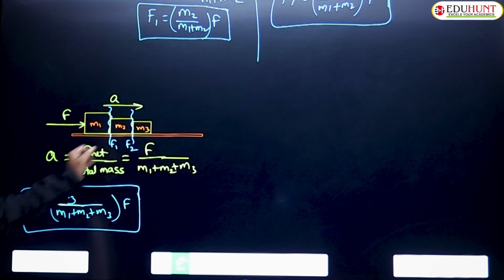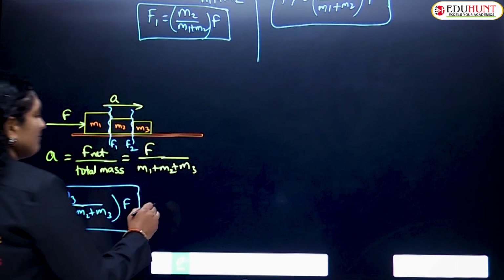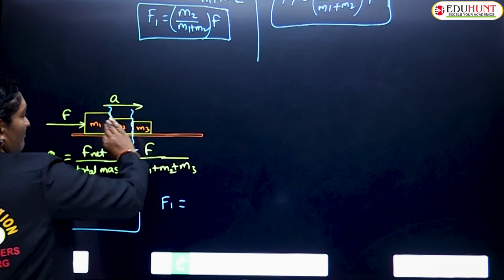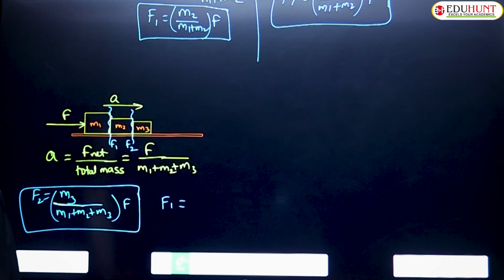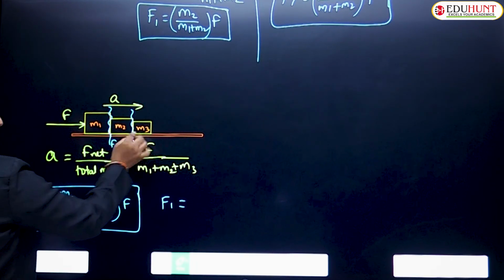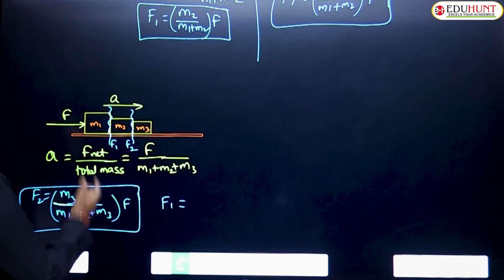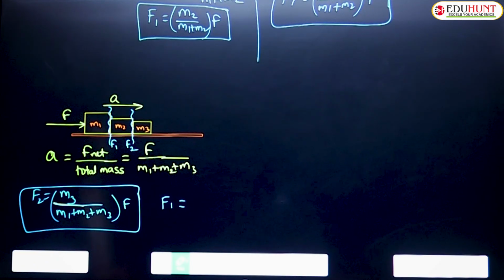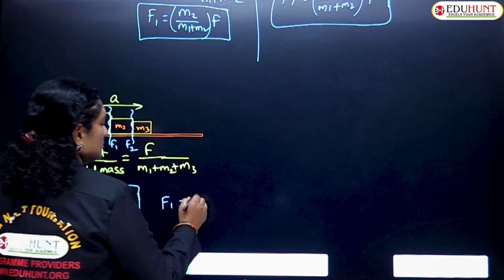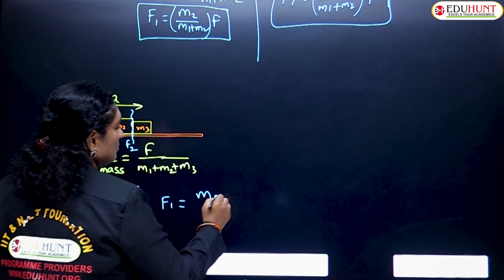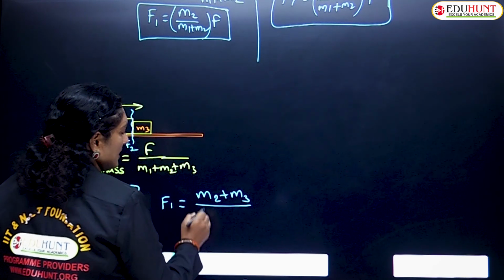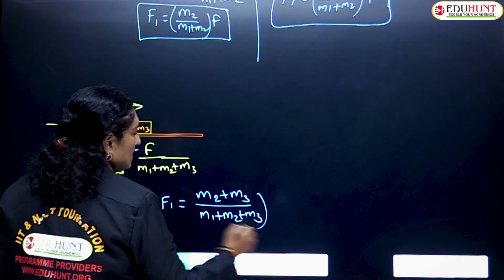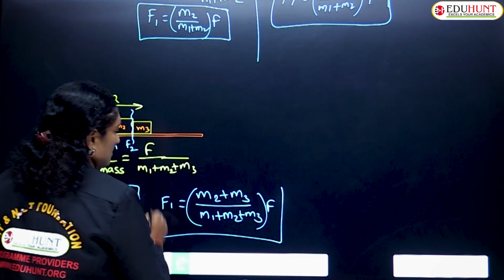Similarly, you can also find the value of F1. Because of this force F1, these two masses are moving together. Because of the contacting force F2, only m3 is moving, but because of the contacting force F1, both masses m2 and m3 are moving. Hence, instead of m3, we have two masses, that is m2 plus m3 by m1 plus m2 plus m3 into F.